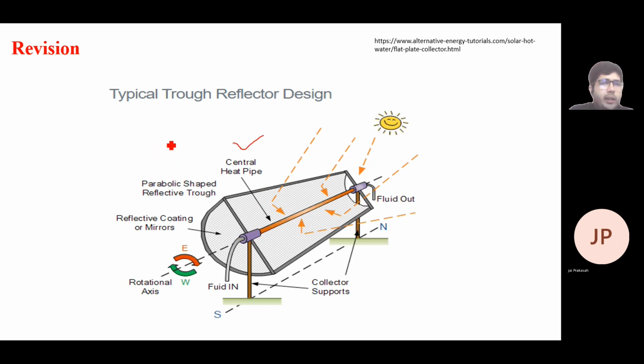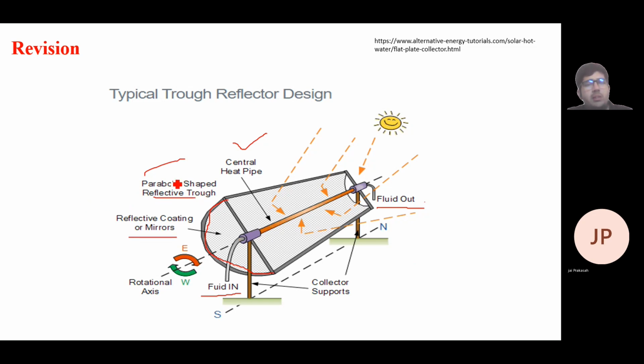So first of all, this is a central heat pipe. It is located in the center, at the focus point of this curvature. We are having a central heat pipe at the focal end of this curvature. In this heat pipe, we have fluid in at the left end, and at the right end, fluid out. So this is a parabolic shaped reflective trough, and there's a reflective coating or mirrors.